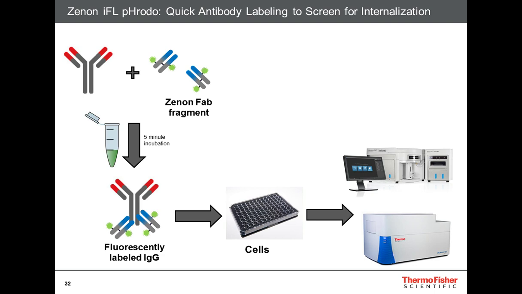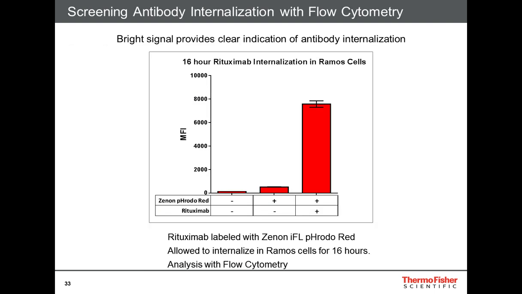We saw with Herceptin that was in the range of 18 to 24 hours. Some antibodies are internalized much faster. But then after the required incubation time, take your cells and with no washing or cleanup required, put your live cells into either your flow cytometry system for suspension cell analysis or into a high content imaging system to analyze internalization into adherent cells.